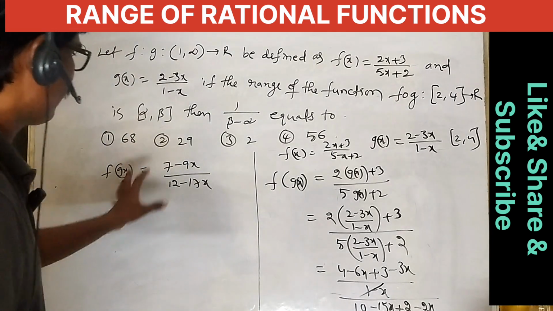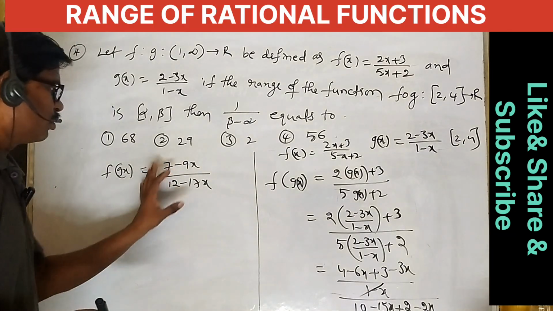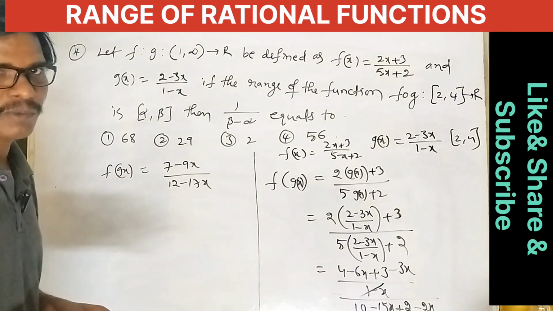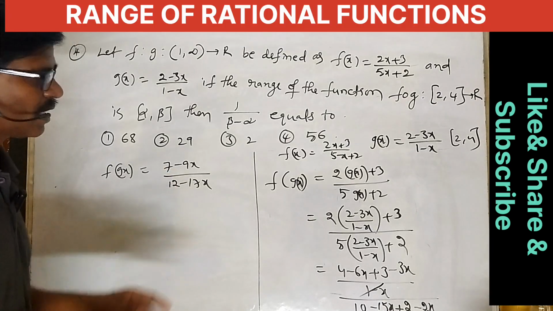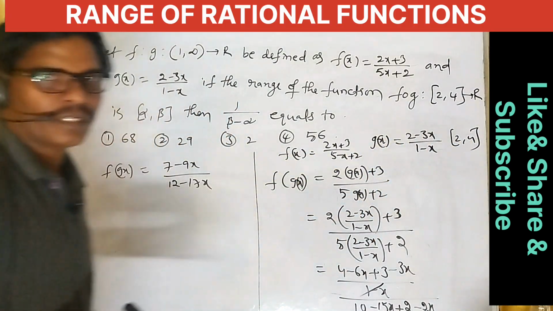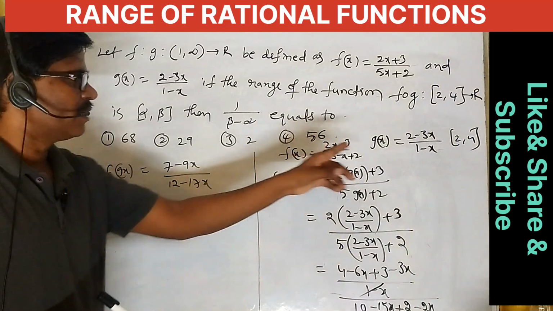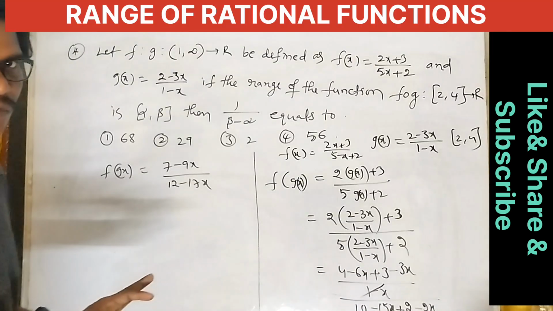Okay, this is the differentiation. Differentiation means u by v formula. This is the increasing function or decreasing function. Okay, what is the range? 2 comma 4. Only substitute here. Okay, what is the alpha value? Minimum value is equal to alpha value and maximum value is equal to beta value.